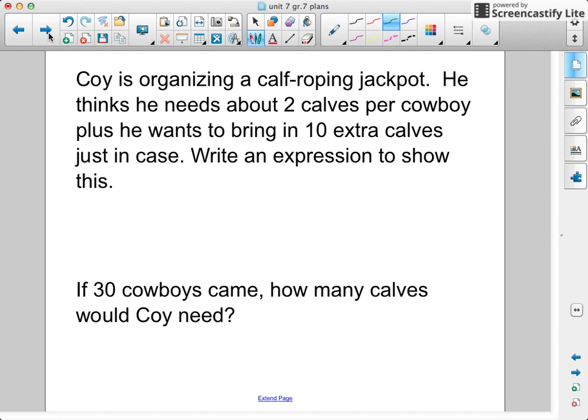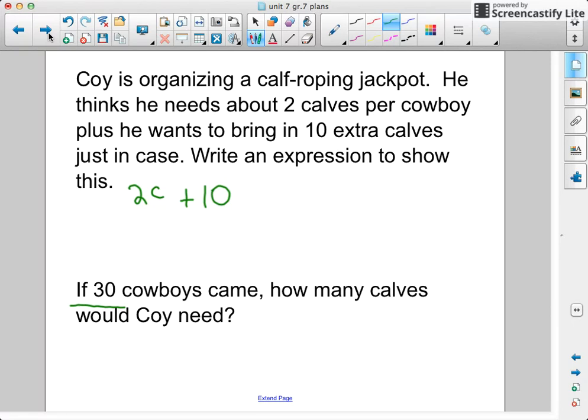Okay, so what we're going to say is we're going to make C our number of cowboys. Okay, and we want to know how many calves. Well, you need 2 calves per cowboy. So 2 multiplied by however many cowboys there are. But he also wants to bring in 10 more just in case. So that's our constant because it doesn't matter how many cowboys show up. He wants to have that 10 no matter what. And then 2 times however many cowboys for the number of calves. So that's our expression.